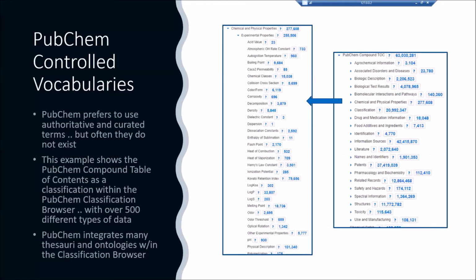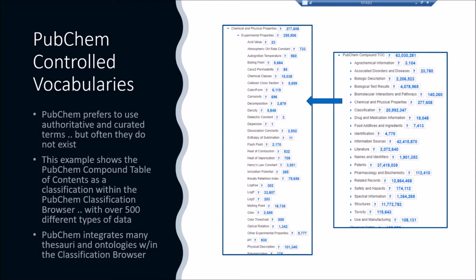We have, in our own way, developed a number of controlled vocabularies, in part out of sheer necessity. We don't like to create these because they're always troublesome to create. In this example, on the right-hand side is the PubChem compound table of contents as shown within our classification browser, just a snippet of it. And you then just see the expansion of the number of experimental properties that we have. We got to P before I had to cut it off.